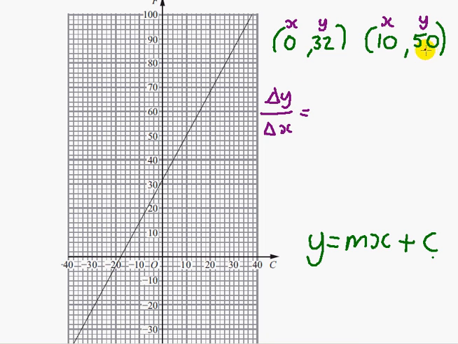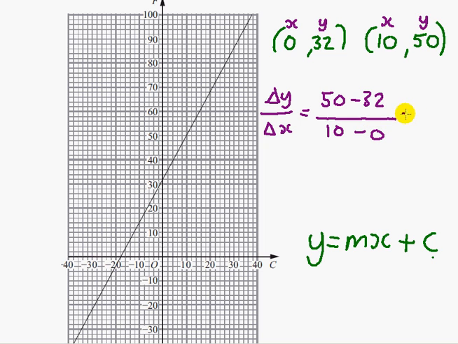Now you have to take away the y values. So let's start with 50, take away 32. We're doing this one, take away from this one. So with our x values we're going to have to do 10, take away 0. You can't switch it around. Over the change in x, so we started with this one, so 10, take away 0.